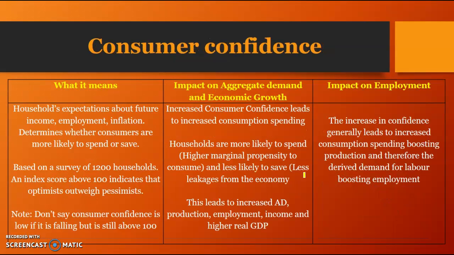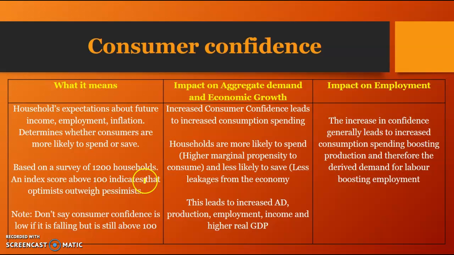Okay, consumer confidence is the second one. Basically, when you're looking at consumer confidence, we're talking about households' expectations about their future. So what they think about what their future income is going to be like, what sort of employment opportunities are available, and that determines whether consumers are more willing to spend or save. So it's done as an index score, either above or below 100. And basically, if it's below 100, it means that more people are pessimistic than optimistic. And if it's above 100, it means more people are optimistic than pessimistic.